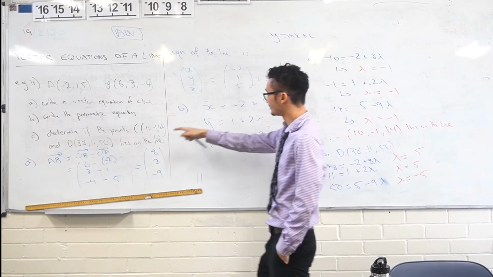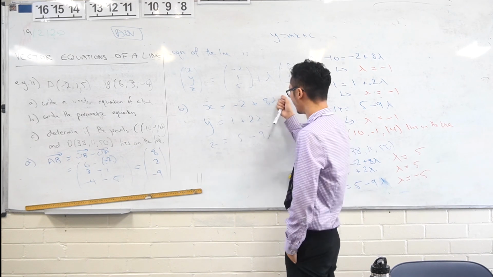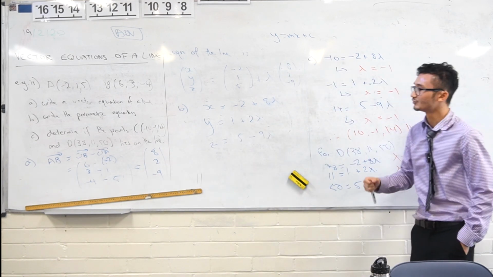We have to substitute them into the parametric equations and see if we get a consistent value for lambda. Okay, so vector equations of a line.